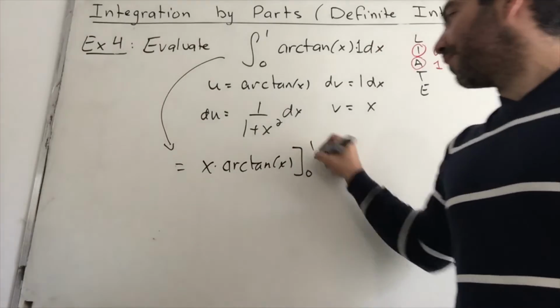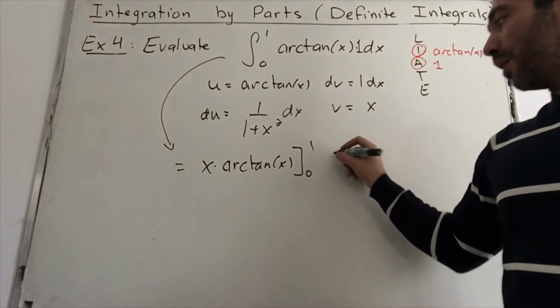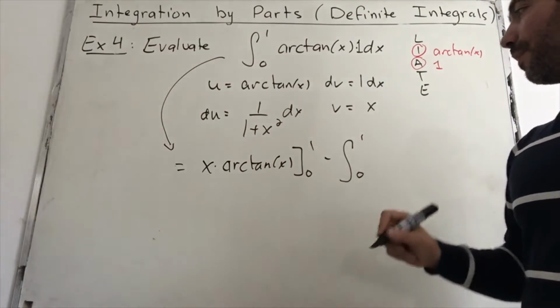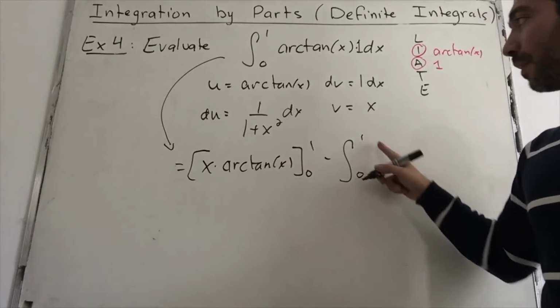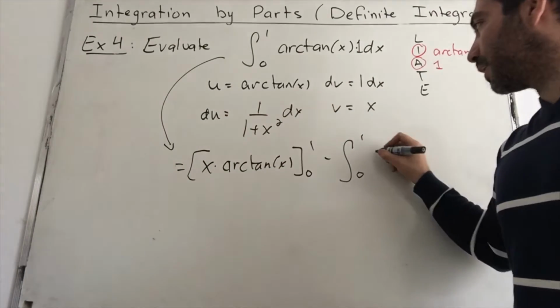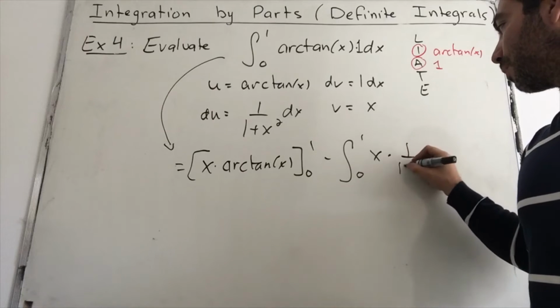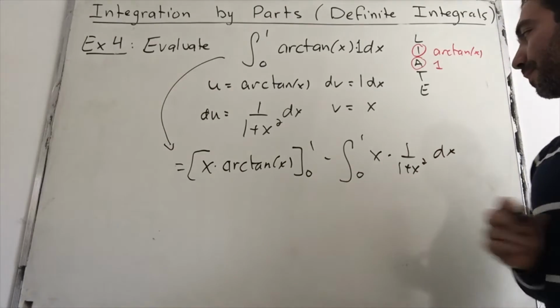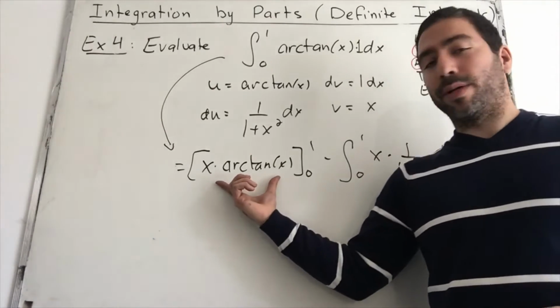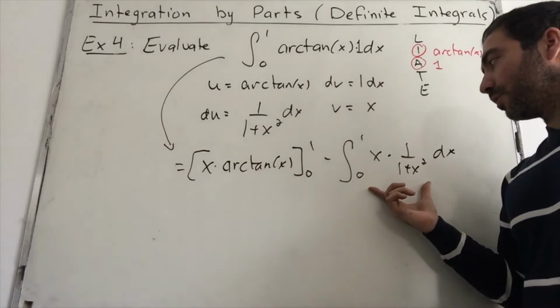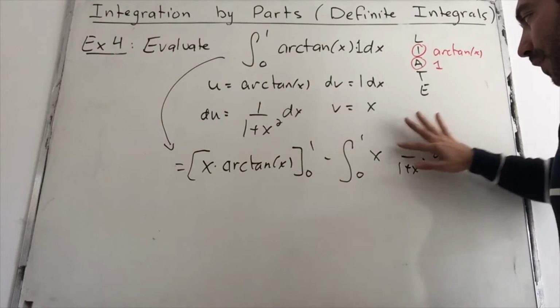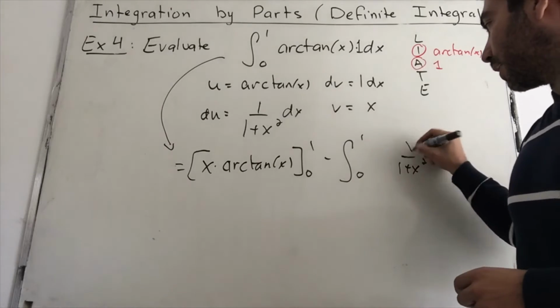And we're evaluating it from 0 to 1 because it's a definite integral, minus the integral from 0 to 1 of v du, in this case x times 1 over 1 plus x squared dx. Okay, so this piece here we could do, this is fine, this is an issue. Well, we could think of it as x over 1 plus x squared.